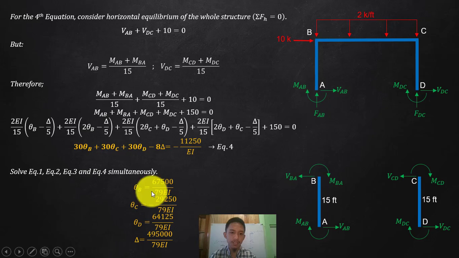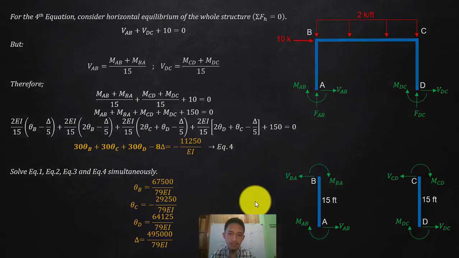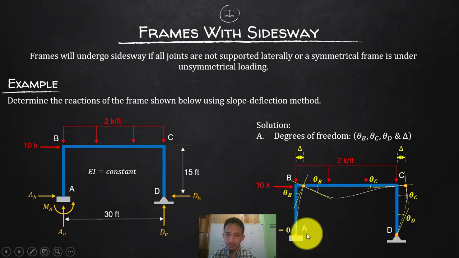Now solving your 4 equations simultaneously, you will have your theta B, theta C, theta D, and delta to these values. Okay, so if you will try to check the direction, okay, theta B is clockwise, and theta D is clockwise, and then delta is positive, so that is to the right, delta deflection. Theta C is counterclockwise. Just to check, okay, if my assumption is correct. So theta B is clockwise and theta D. So from this original to the deflected is clockwise, yes, clockwise. This is clockwise. C is negative, so counterclockwise and counterclockwise.